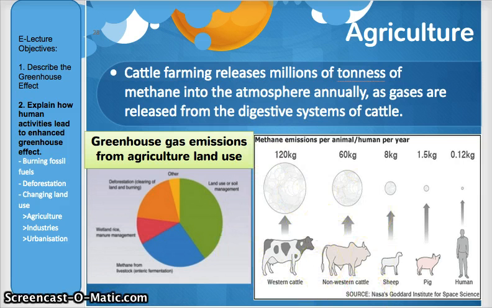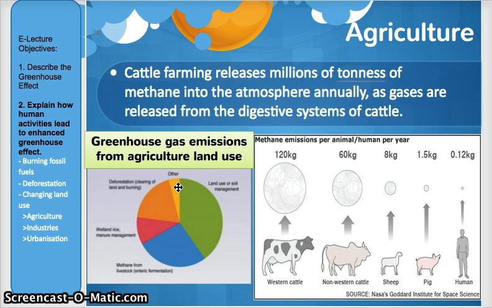Now, if you look at non-Western cattle, Asian cattle perhaps, they actually release a lot less. Mutton, even less. Pig, even less. Of course, humans, we release a lot less, unless you really have a lot of gas. So actually, these greenhouse gases cause a lot of damage because it releases a lot more greenhouse gases into our atmosphere. And that's not the only thing.